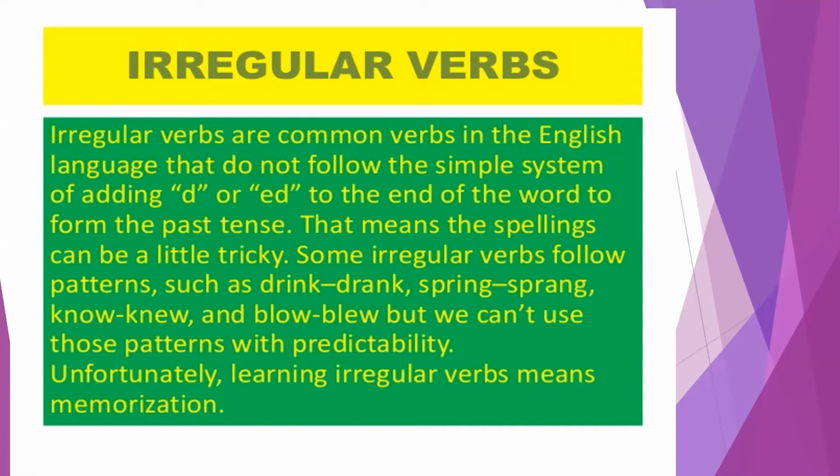Irregular verbs are common verbs in the English language and do not follow the simple system of adding d or ed to the end of the word to form the past tense. It means the spellings can be a little tricky. We have to learn the spelling, we have to memorize the vocabulary. Some irregular verbs follow a pattern such as drink, drank, spring, sprang, know, knew, blow, blew, but we can't use those patterns with predictability. So we have to memorize them.